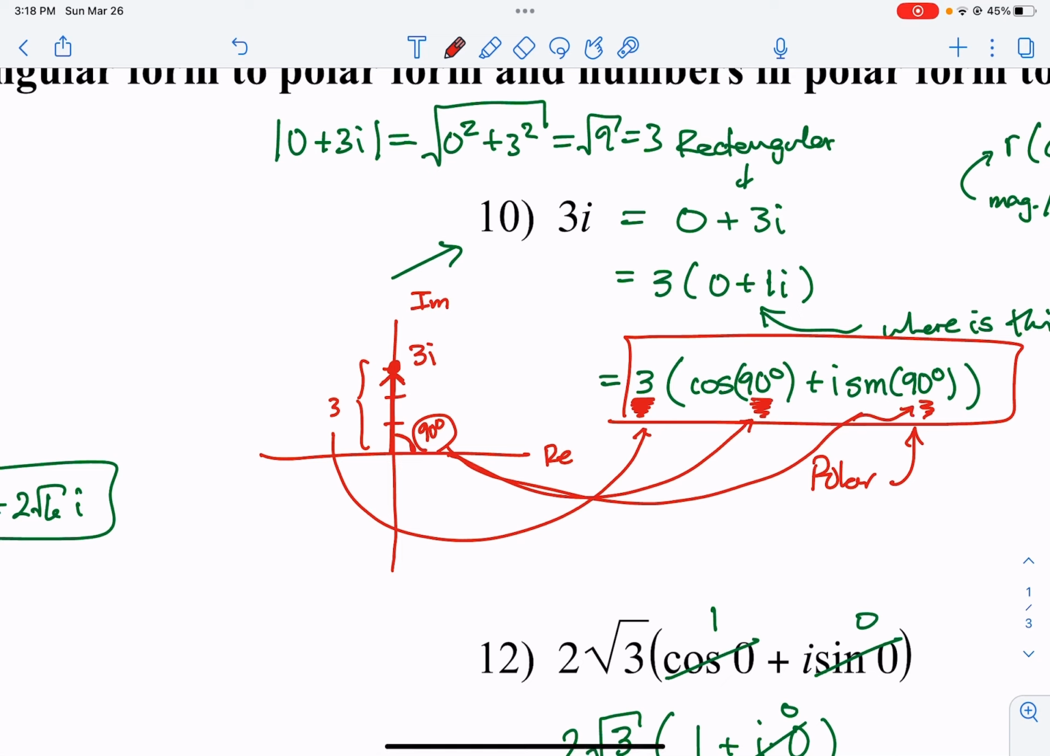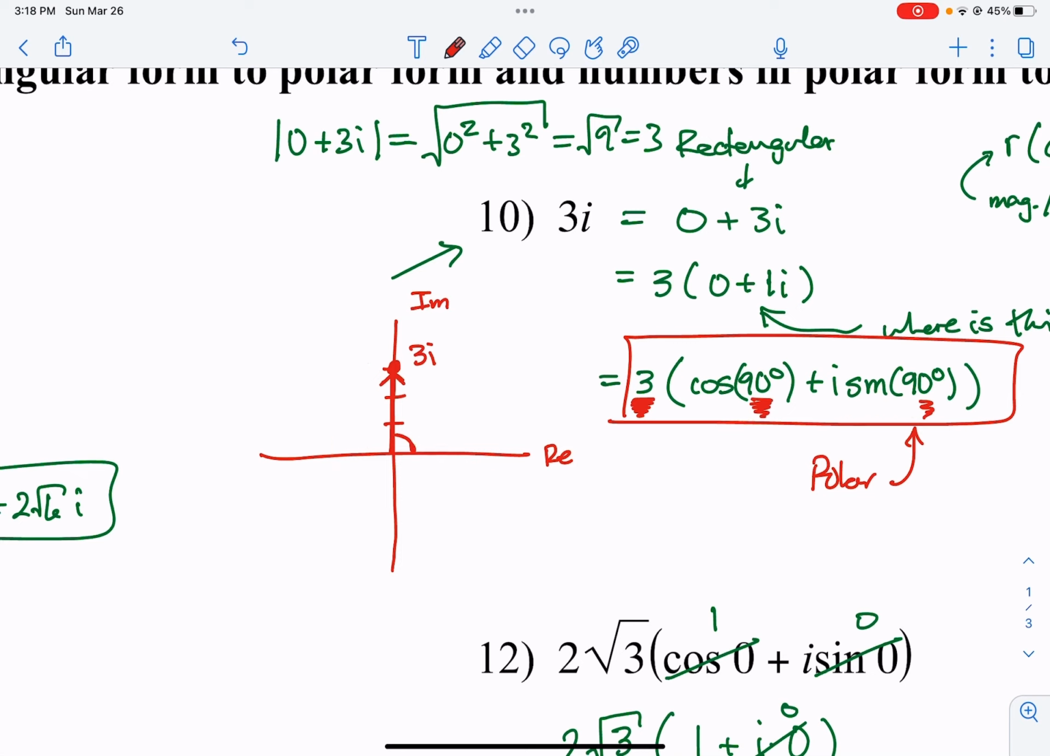So if you're more of a visual graphing-based person, you could try to graph it first and then just plug it into the polar form. That's perfectly fine. So you have two approaches here. I'll actually leave this part up.